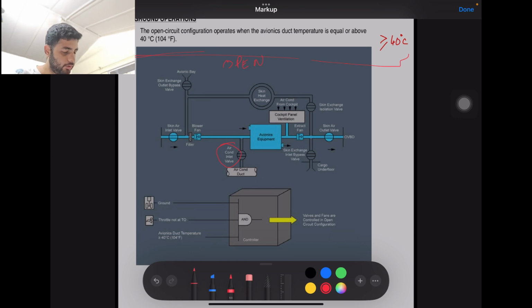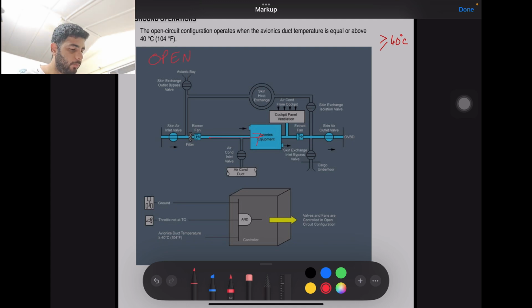Anyways, so let's forget about this part, and let's focus on the open configuration right now. The open configuration is very straightforward. There is nothing involved in it. There's a skin air inlet valve, and there's a blower fan, so it takes air from outside, blows it, and it goes towards the avionics compartment. The avionics compartment gets that breeze of air, and from there it goes towards the extract fan.